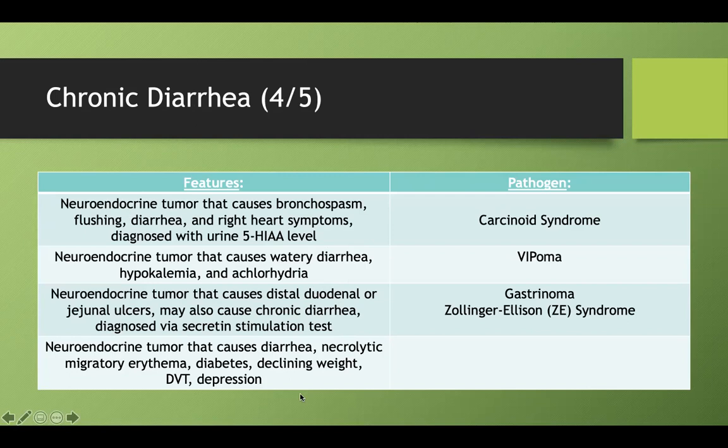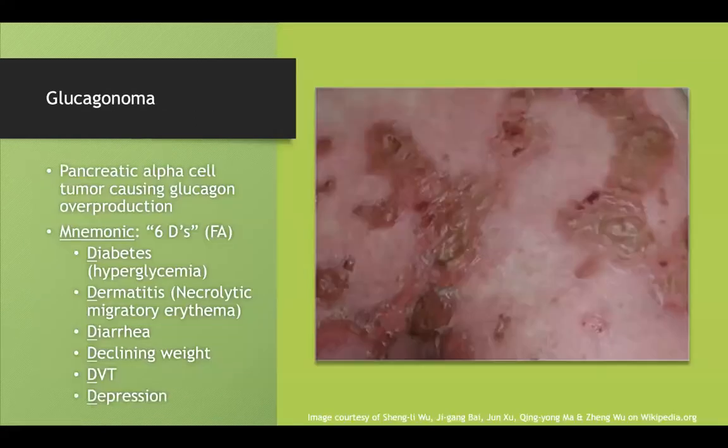How about this neuroendocrine tumor that causes diarrhea, necrolytic migratory erythema? They love that phrasing. Diabetes, declining weight, DVT, and depression. So this is the glucagonoma, which I also discuss in the pancreas lecture coming up later on. And there's the diarrhea. And honestly, on a test, if you ever see this necrolytic migratory erythema, strongly consider picking glucagonoma.